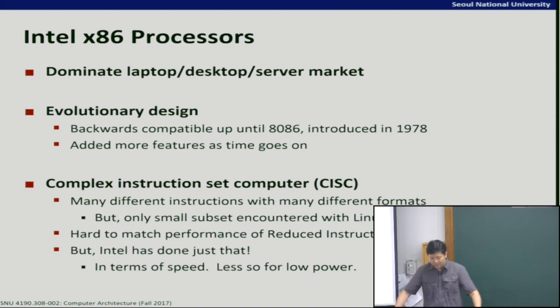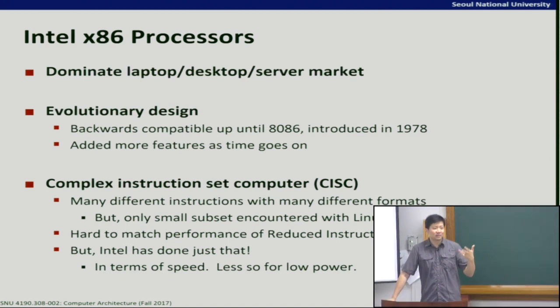But instead, they keep adding more and more features to the architecture. So now they have a bulky, big instruction set. They only had maybe some low hundreds of instructions in their instruction set. But today they keep adding new instructions again and again, and now they have more than 1,000 instructions in the instruction set. That's the reason why it's called a complex instruction set.